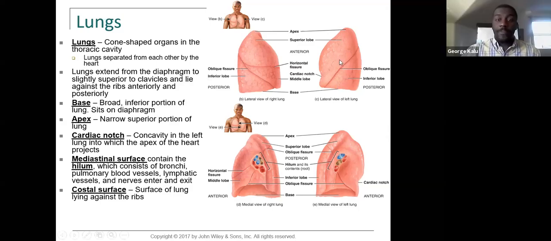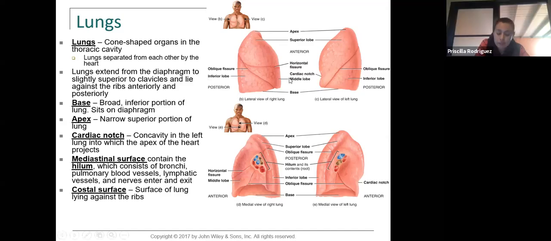Okay. So for that reason, the left lung is going to have a structure that the right lung does not. And that structure is called the cardiac notch. This cardiac notch is going to be a kind of a little divot inside the left lung, where the heart is going to kind of project into. Or where the apex of the heart is going to project into. Okay, does that make sense so far? Yes. Yeah. Okay, cool.